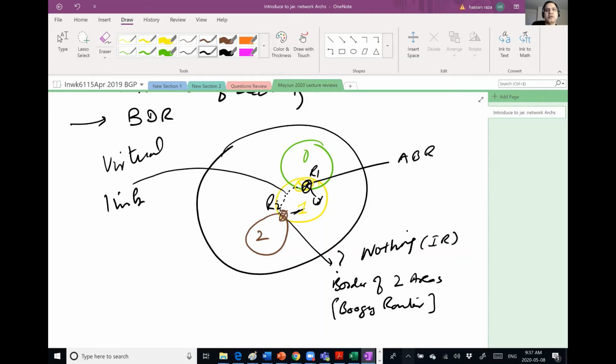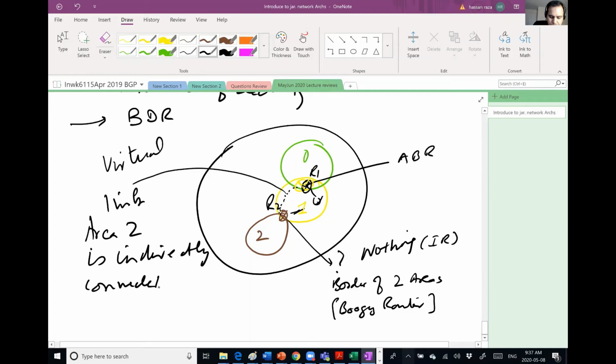So that would complement the other comment which I was saying. Now, area 2 is indirectly connected to area 0. So now it becomes part of OSPF. Now it becomes a part of OSPF, right?